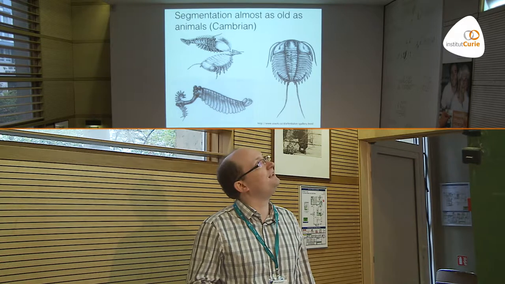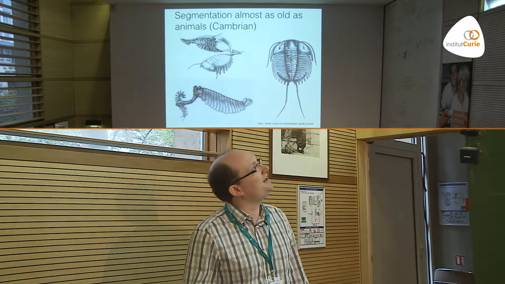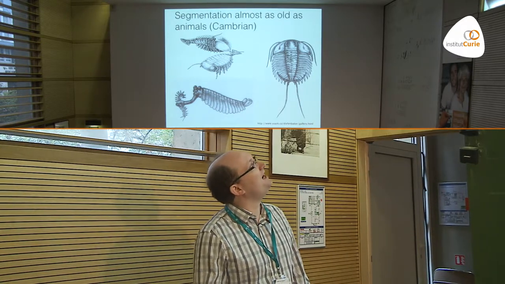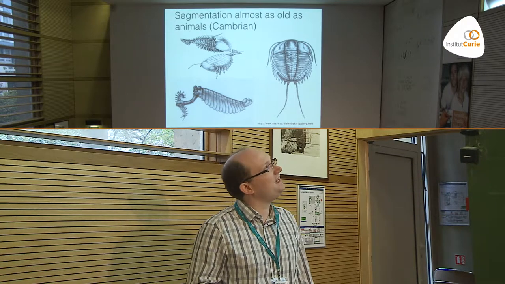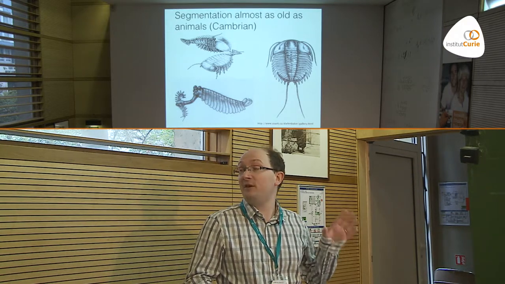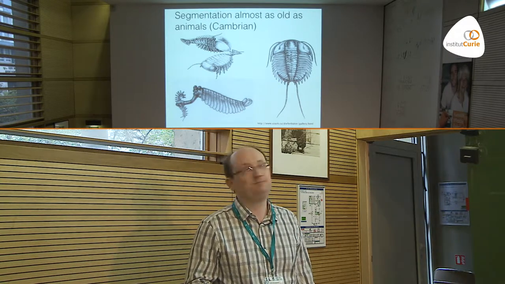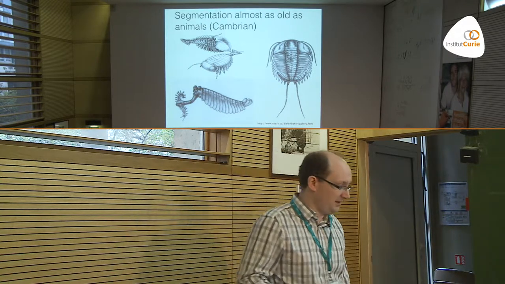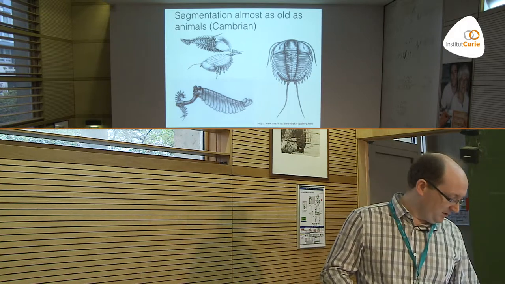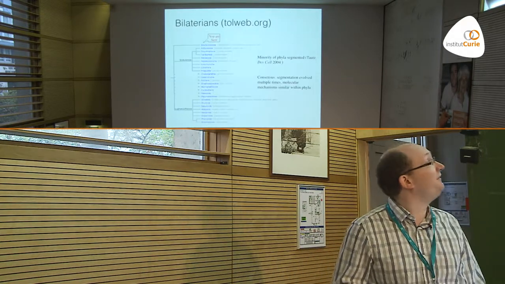It appeared a long time ago. These are animals from the Cambrian. This one is called Opabinia. This one is called Sidneyia. And you see that even in these very first animals, their body plan is made of metameric units, segments. So this is an old feature of many, many animals. Still, this is not such a common feature.